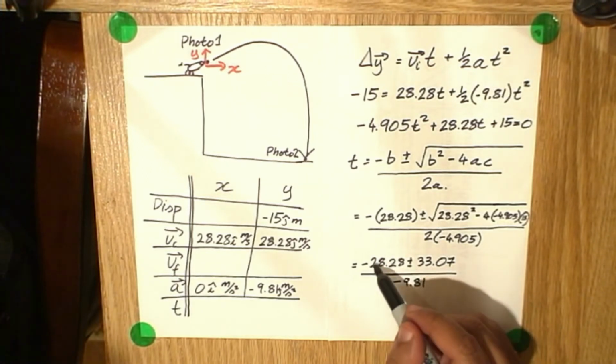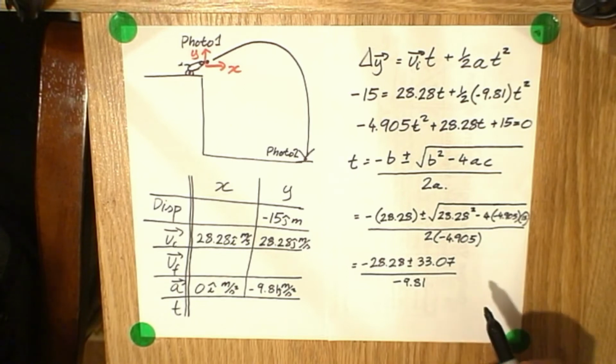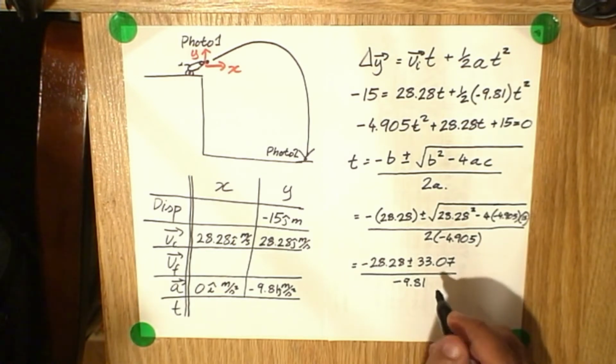Now, negative 28.28 plus 33.07 will give us a positive number, and a positive divided by a negative will give us a negative number. A negative time is not something that is suitable for solving this question, so we're only going to go with the negative root that will produce a positive time.